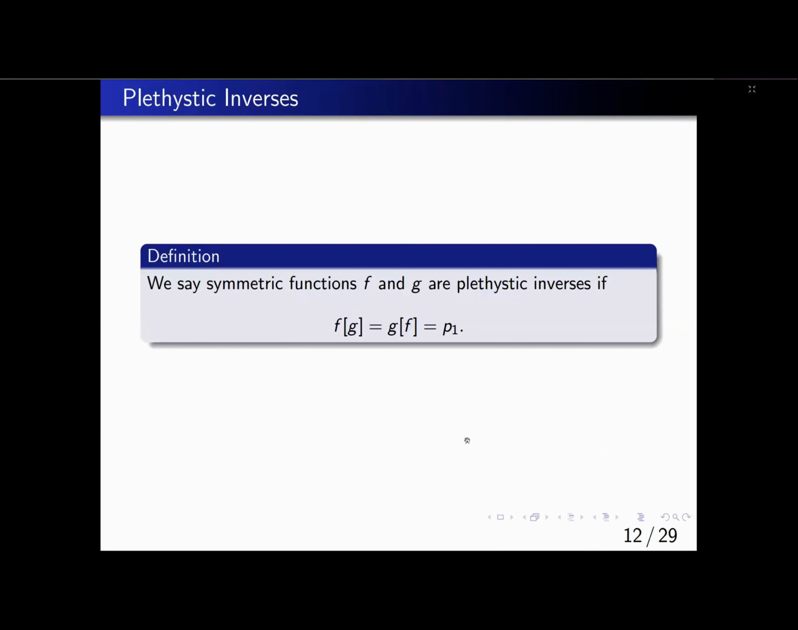Okay. All right. So plethystic inverses. Well, what does that mean? We say that symmetric functions f and g are plethystic inverses of each other if, when you take the plethysm of one with the other, you get P1. P1 functions as the plethystic identity. You can take a plethysm of P1 with anything and nothing happens. You don't change the character.